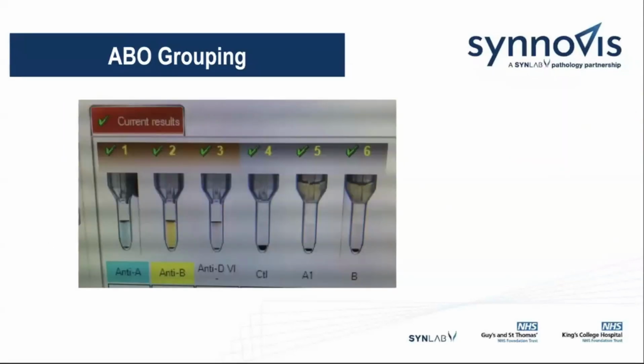So now I'm just going to go on to some examples of anomalies that we have in our lab. If you look at this card, we can see that there are 2 distinct reactions in the forward group. We can see a population of cells at the top and at the bottom of the reagent card. So this is demonstrating a mixed field reaction. And this occurs, as I said, when there are 2 distinct populations of red cells present in a sample, and they're both showing different agglutination patterns.